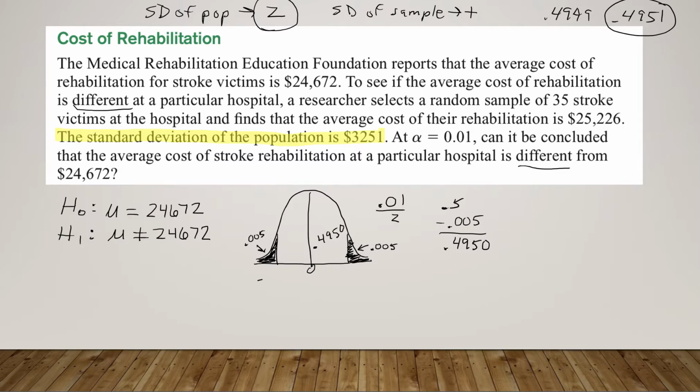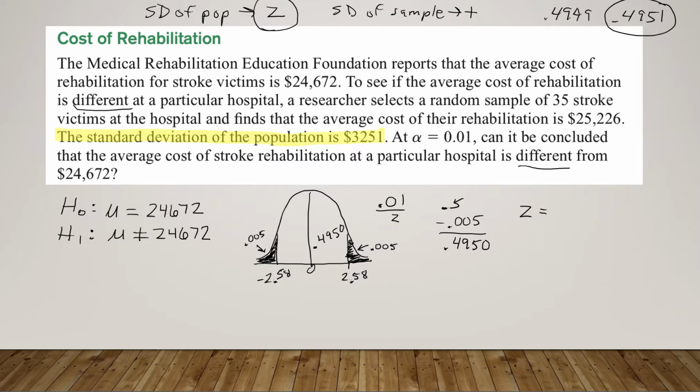All right, so we're going to have a negative 2.58 over here, and we're going to have a positive 2.58 over here. And that will take care of step 2 for us. Okay, so step 3 is to calculate your test value. This is where you're going to take your information and plug it into the z-score formula.